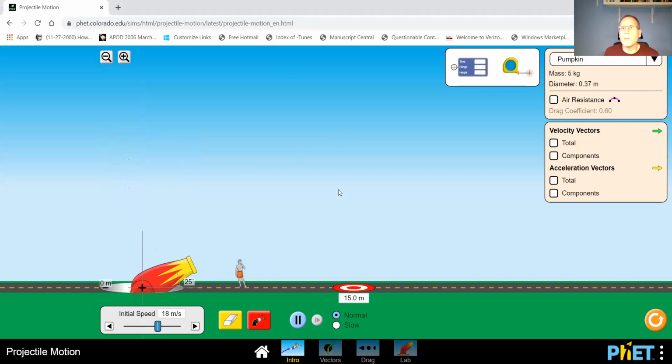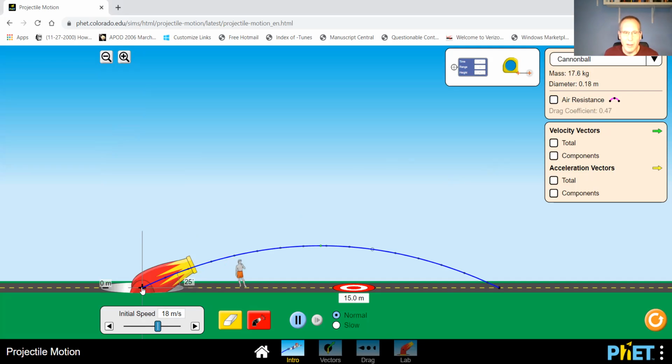And then you can launch whatever you want. I think it's set for pumpkin. I'll just change it to cannonball, right? Don't change anything else. Don't add any air resistance or anything like that. So to do the launch, all you have to do is press this red button here. It launches the cannonball. And now we want to measure the range from here to where it landed, right?